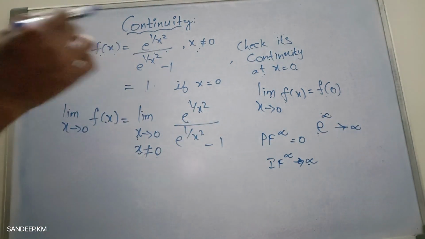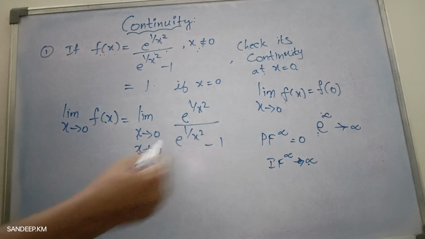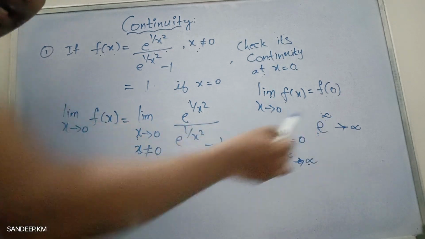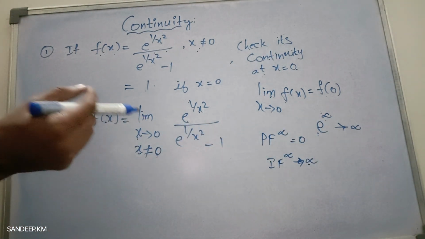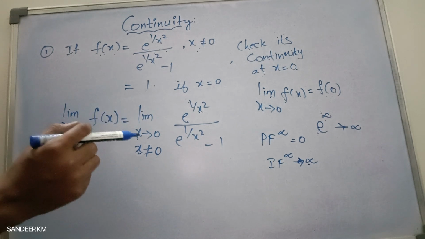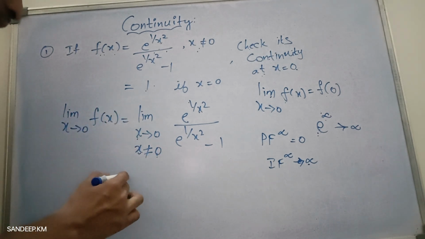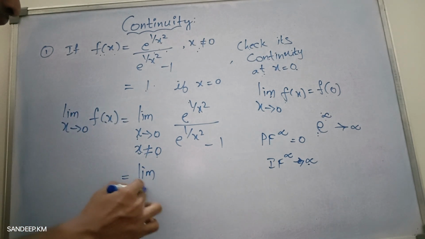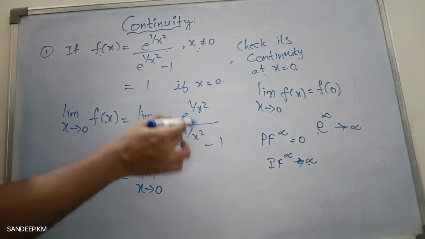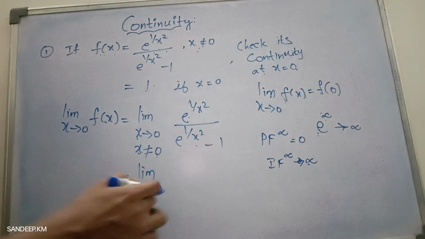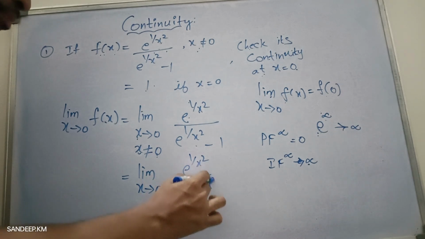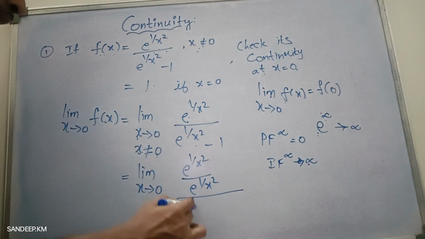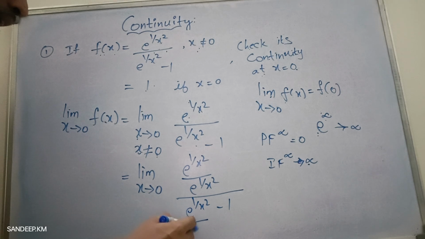We have discussed in those videos already that if it is in the e power infinity form, we will not directly substitute x value as 0. We will make a small change here. What is that small change? Already we have discussed that we are going to divide the numerator and denominator with e power 1 by x square. So the numerator is divided with itself, e power 1 by x square, and the denominator is also divided with e power 1 by x square.